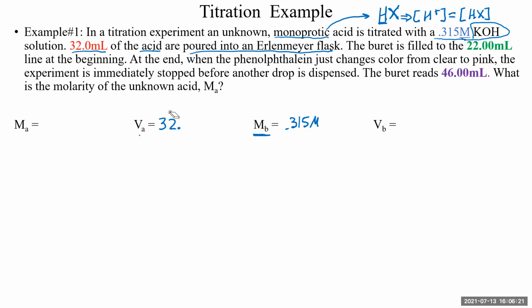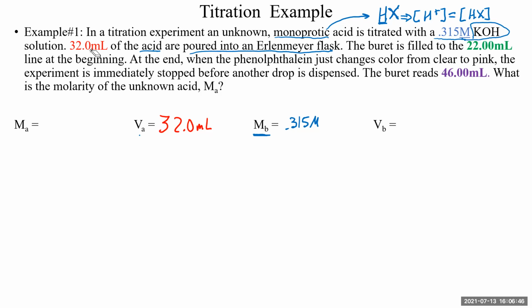Actually, I guess I went through the trouble of color coding, right? Why don't I use the color coding? 32 milliliters. So that is our volume of acid. It was particularly chosen. It could have been anything. There's nothing that says it has to be that value. You get to choose whatever it is you want.